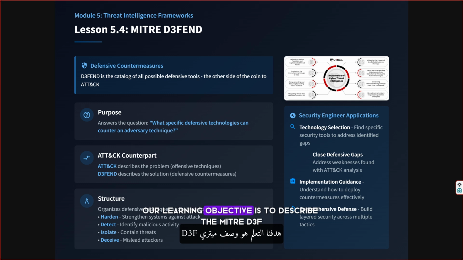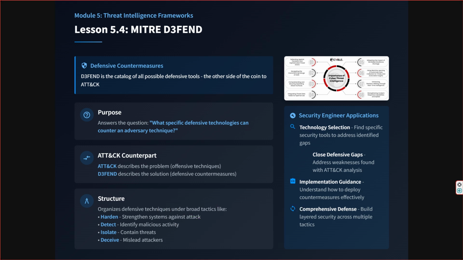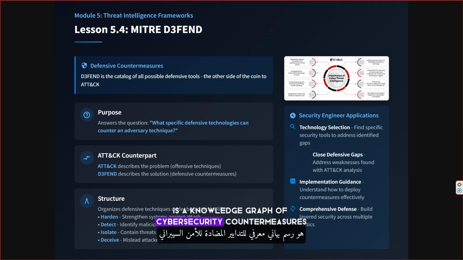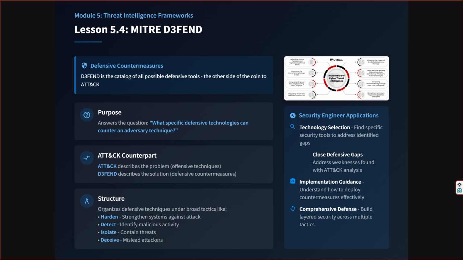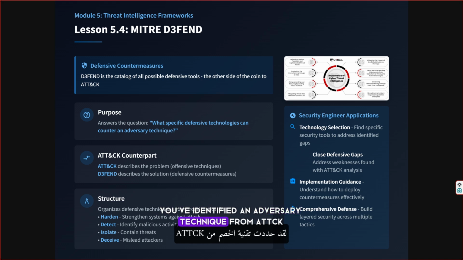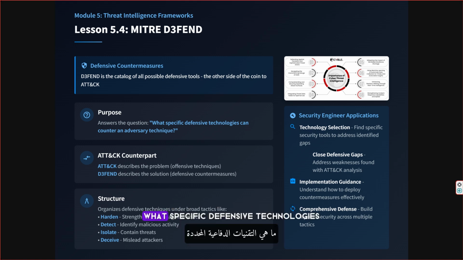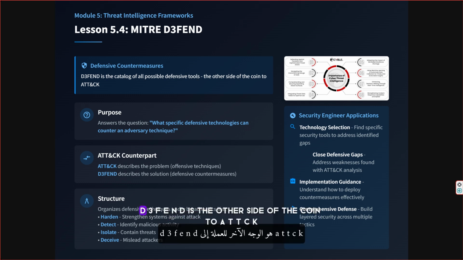Our learning objective is to describe the MITRE D3FEND framework and its role in proactive defense. We will explain how it acts as the defensive counterpart to the offensive-focused ATT&CK framework. D3FEND is a knowledge graph of cybersecurity countermeasures. Its purpose is to answer the question, you've identified an adversary technique from ATT&CK. What specific defensive technologies can you use to counter it?